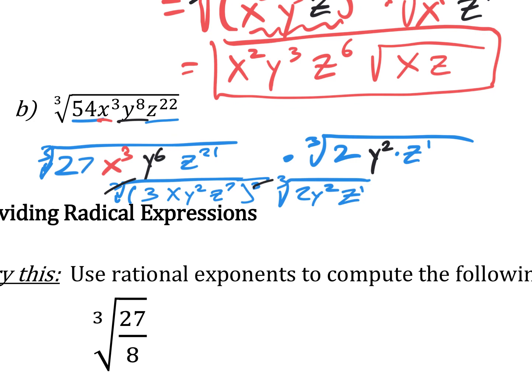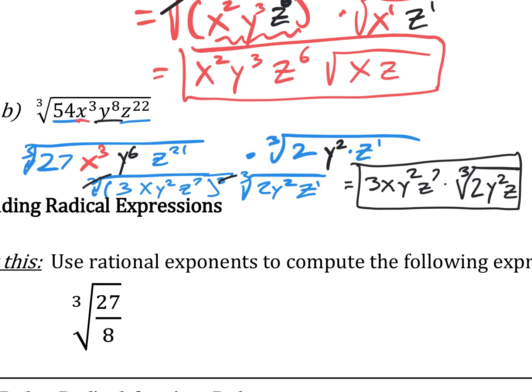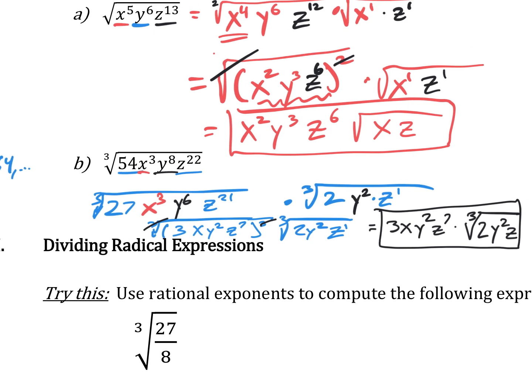And that leaves us with our final answer of the cube root, nope, sorry, I just did the cube root of 3x to the first, y to the second, z to the 7th, times the cube root of the extras, 2y squared z to the first. You don't have to put the first on the z. All right, so that's the idea.